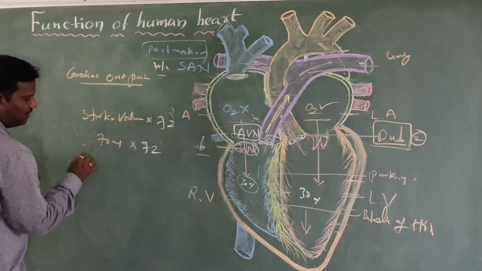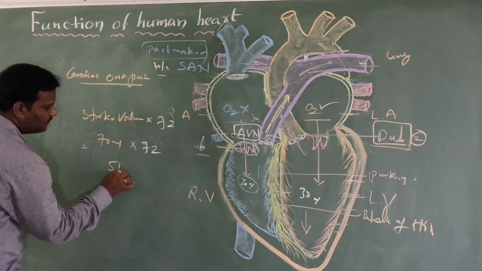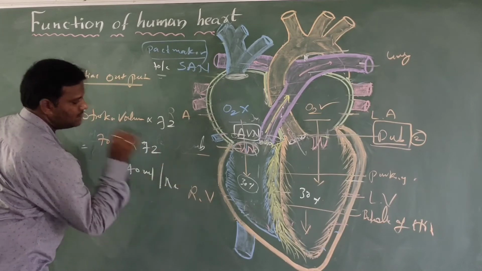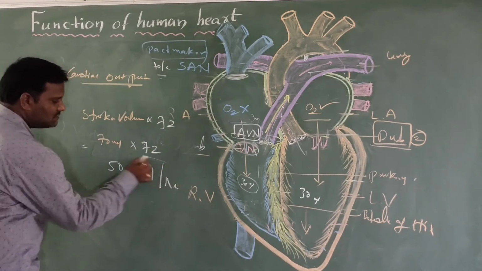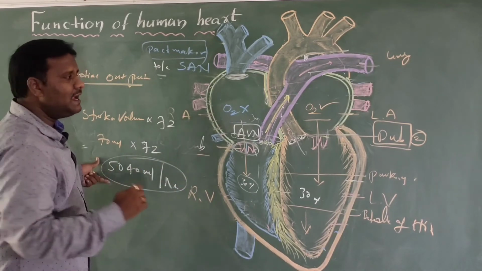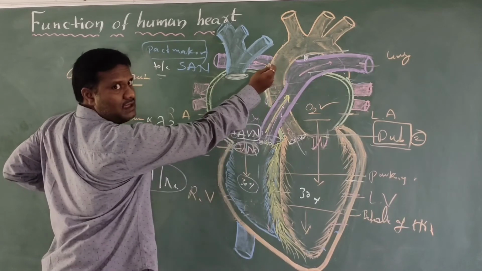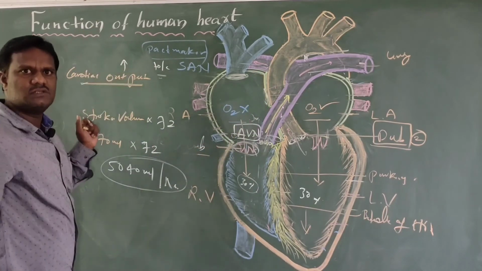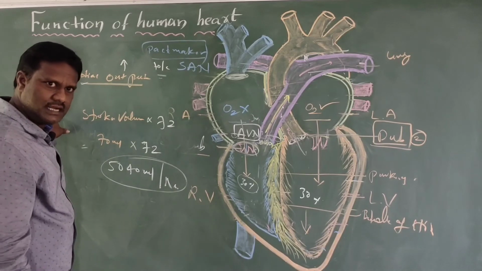So that is calculated as 5040 ml per minute. Approximately 5 liters of blood goes out from the heart. This is called cardiac output. This is important for the NEET bits, Nana.